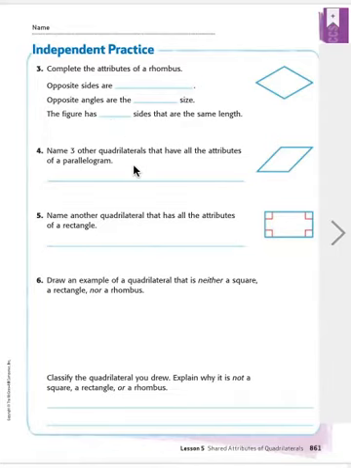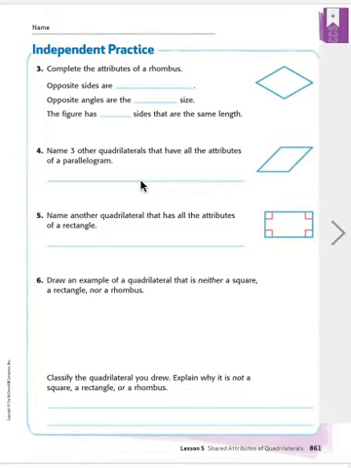It says, name 3 other quadrilaterals that have the attributes of a parallelogram. To answer this one, you need to go back to 859 and sort of look at that map and the drawing of how these figures are related. I want you to find the parallelogram and then find the 3 figures that there's lines drawn from the parallelogram to those figures, because those are the 3 figures that have the same attributes. And what are they? They were the rectangle, the square, and the rhombus.